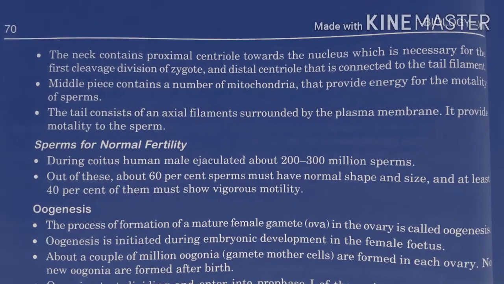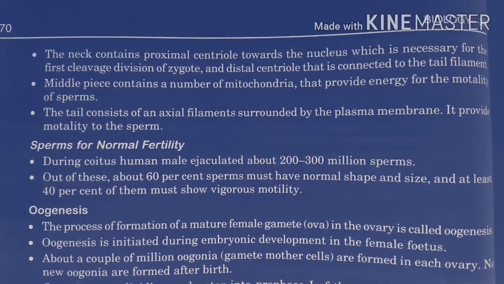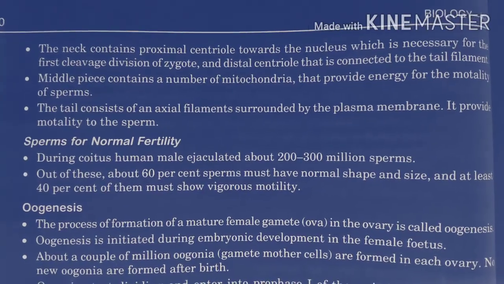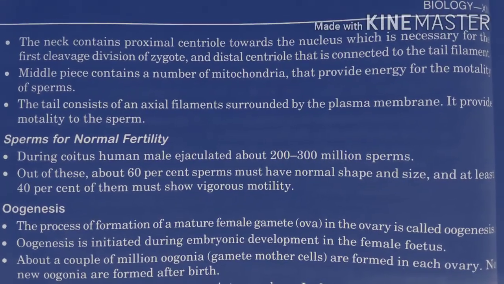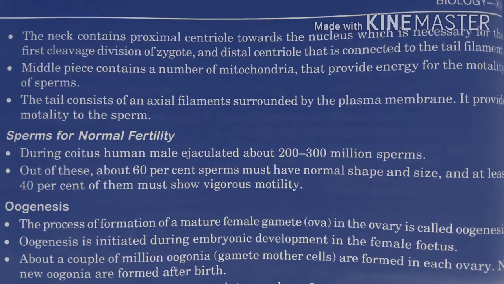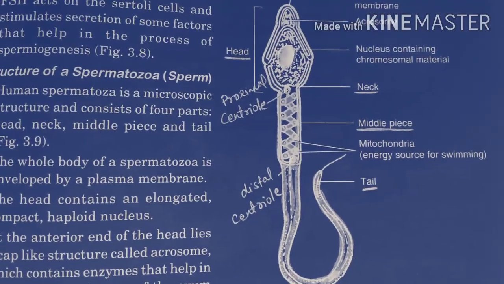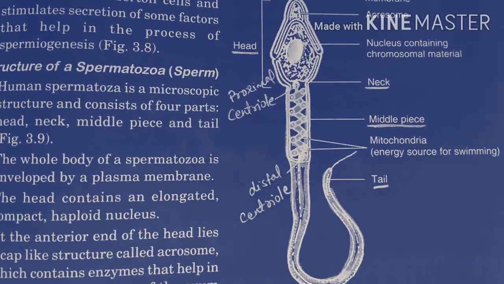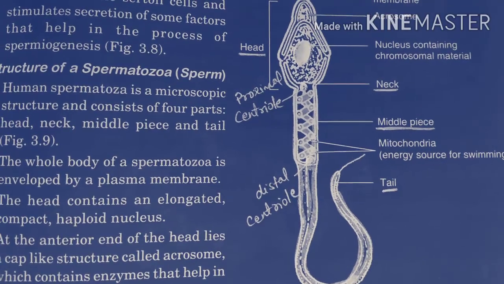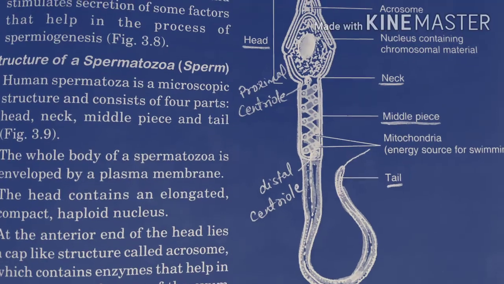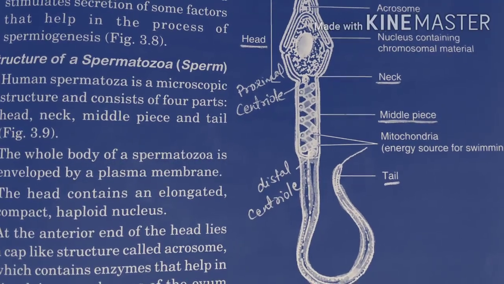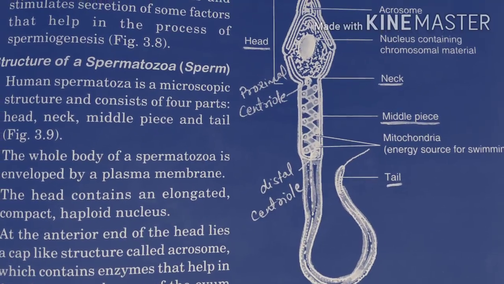The middle piece contains a number of mitochondria that provide energy for the motility of sperm. The tail consists of an axial filament surrounded by plasma membrane. It provides motility to the sperm. Now see the middle piece. The middle piece consists of mitochondria for providing energy to the sperm. Now next is the tail. The tail helps in the movement of sperm.